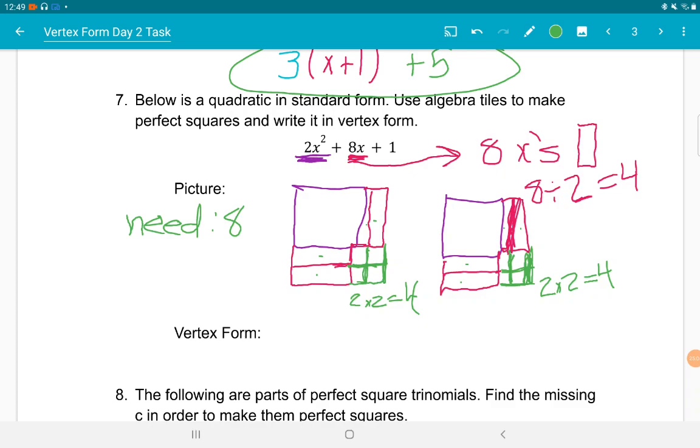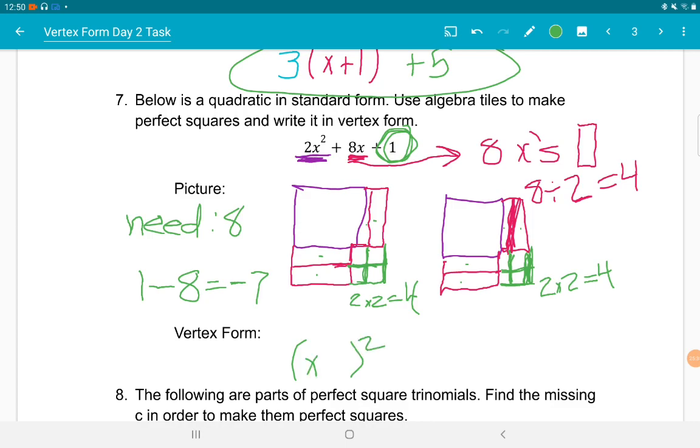And I had 1 to begin with, right? So to figure out how many I'm going to need in my vertex form, notice I'm short on this one, right? So the end of my equation is actually going to be a negative number. How many are we short? We're actually short 7, okay? So let's write our vertex form.